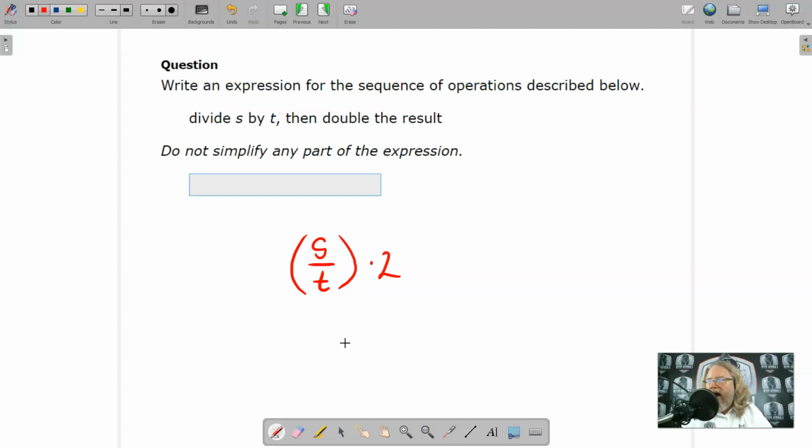Now you don't have to put the dot in this case. We could get rid of the dot, and as a matter of fact, we could even put the 2 out here on the front side. We have to divide S by T and then multiply it by 2, which would indeed be the act of doubling it.